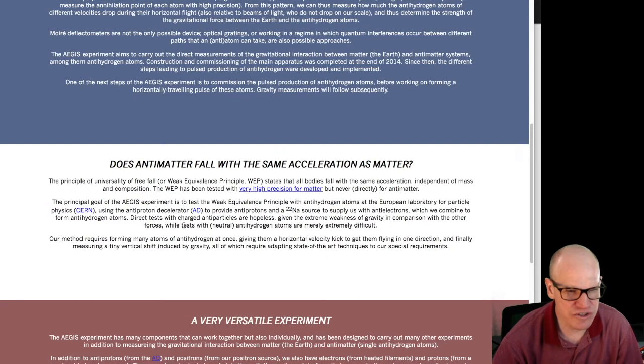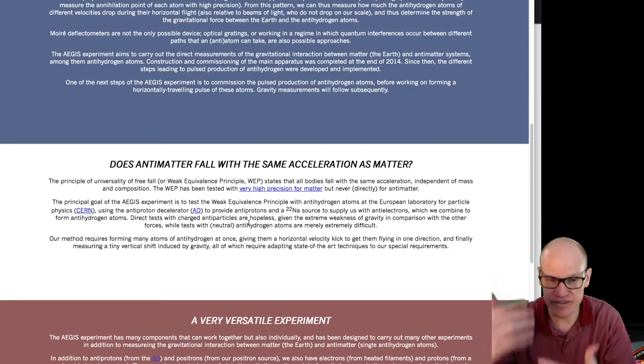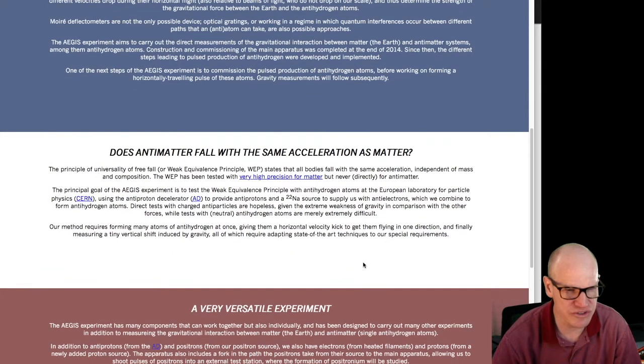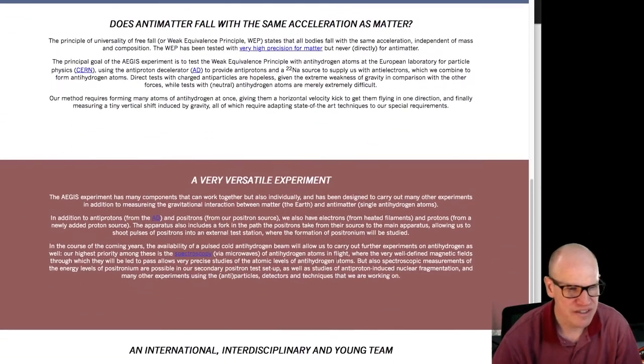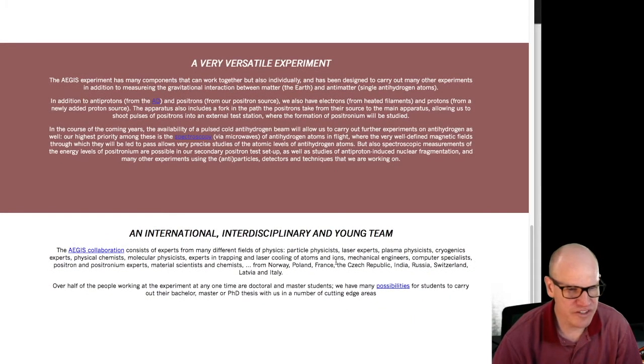Direct tests with charged particles are hopeless given what we saw, the extreme weakness of gravity relative to other forces. Our method requires forming many atoms of antihydrogen at once, giving them a horizontal velocity kick to get them flying in one direction, and finally measuring a tiny vertical shift due to gravity, all of which requires a bunch of state-of-the-art stuff. All right. So, it's got this international, interdisciplinary, and young team from all over the world.